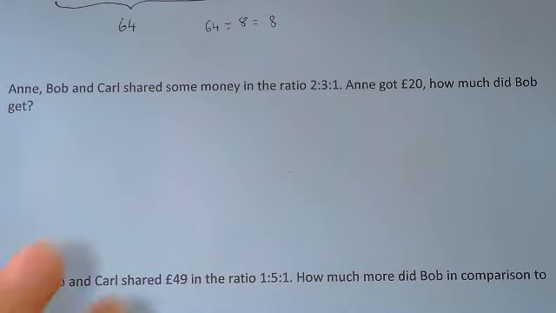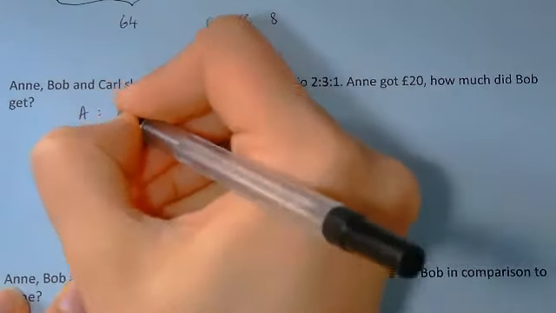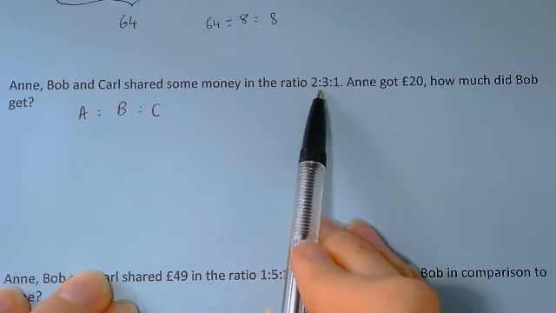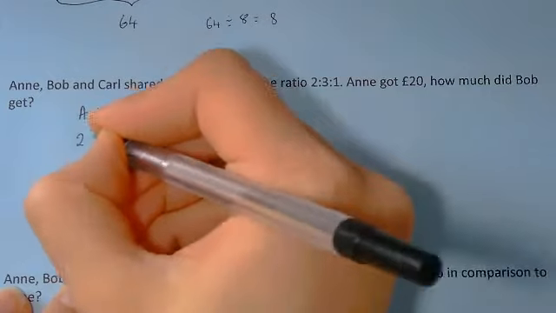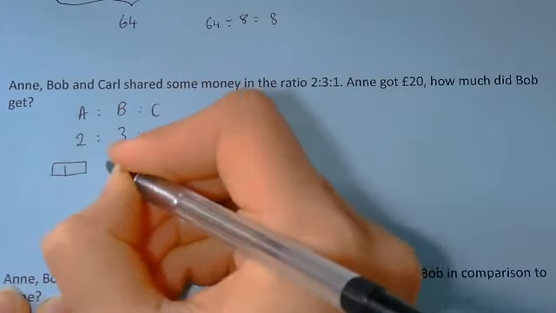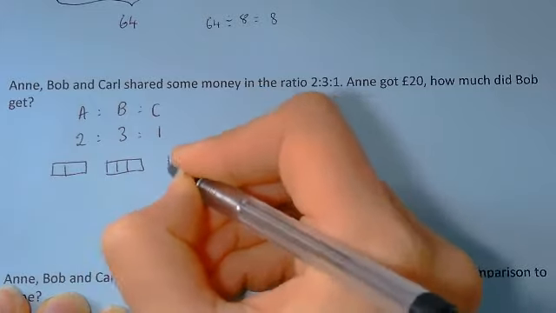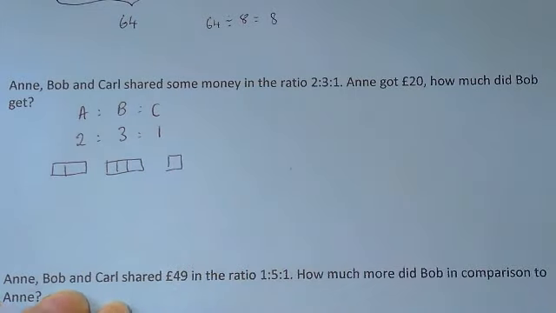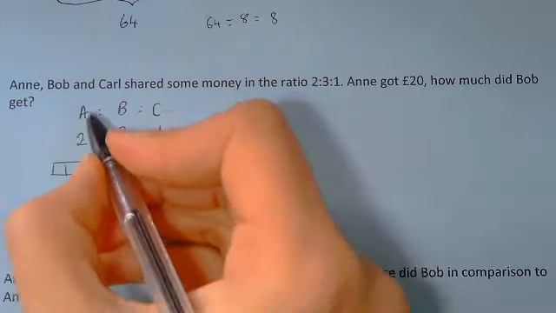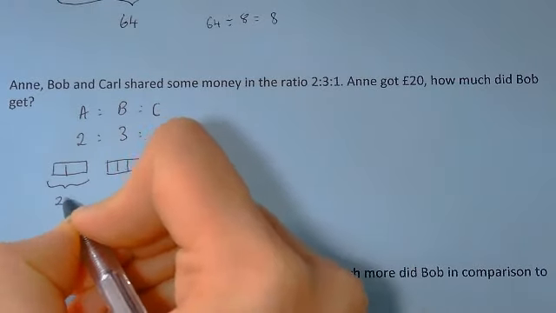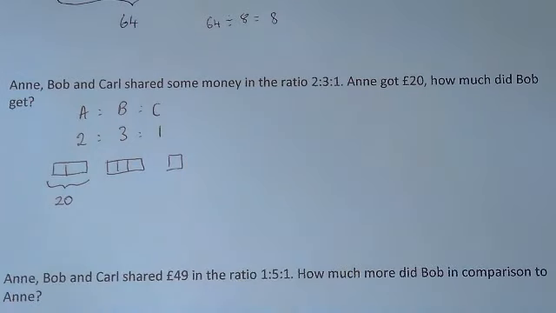There we go. So, let's do the same thing. Anne, Bob, Carl shared some money in the ratio 2:3:1. Let's draw our picture. 2:3:1. Anne got £20. So Anne, where's Anne? Anne is this one. Anne got £20. How much did Bob get?